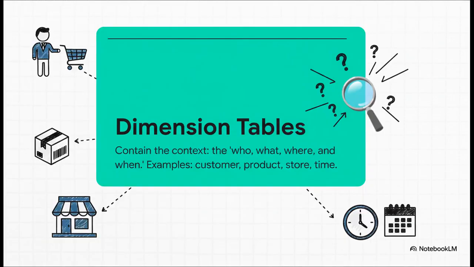But, numbers all by themselves are kind of useless. A sale of $100 doesn't tell you much. That's where dimension tables come in. These are the clues. They provide all that juicy context. They answer the who, what, where, and when. Who was the customer? What product did they buy? Which store was it? And when did it happen? The dimensions are what give meaning to the facts.